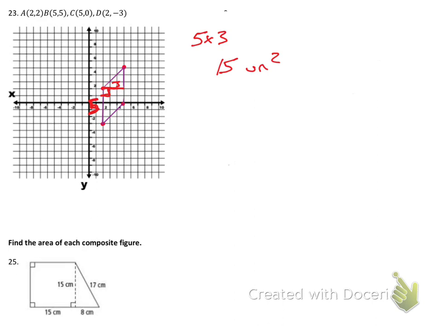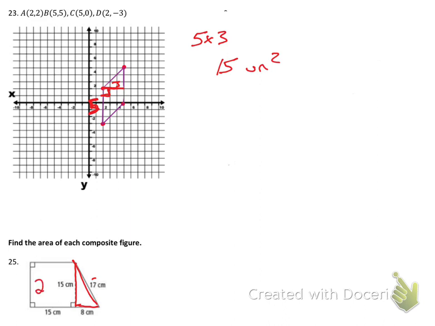All right, 25, find the area of each composite figure. So this one's pretty much saying this height is 17, this is 8, and then the height looks to be 15. So what I could do is just chop this up into two different shapes, a rectangle, or a square, I mean, and then a triangle. So to find the area of just inside here, I would do 15 times 15, right?